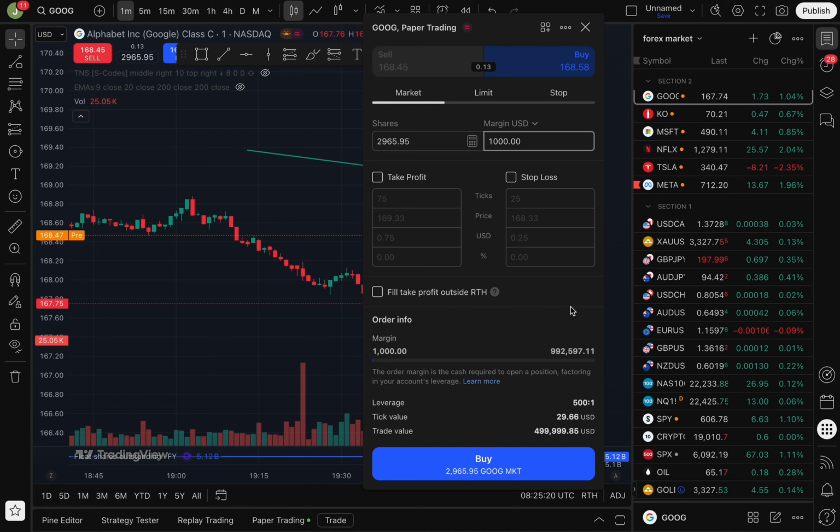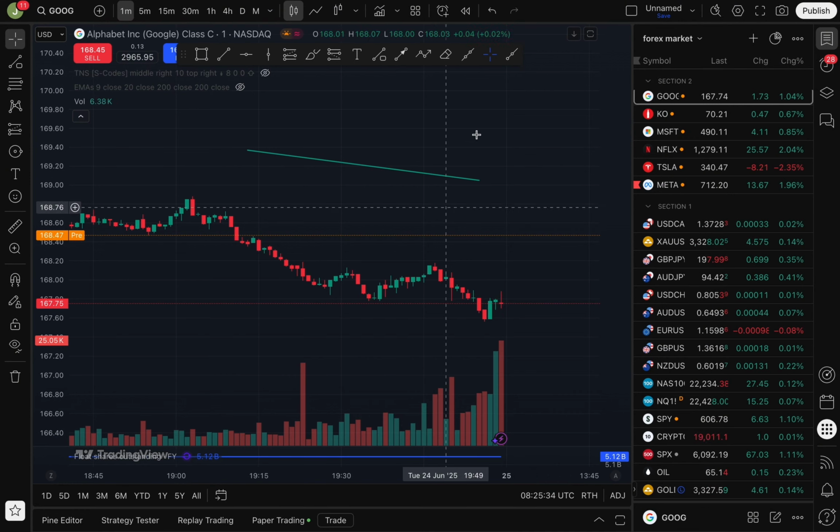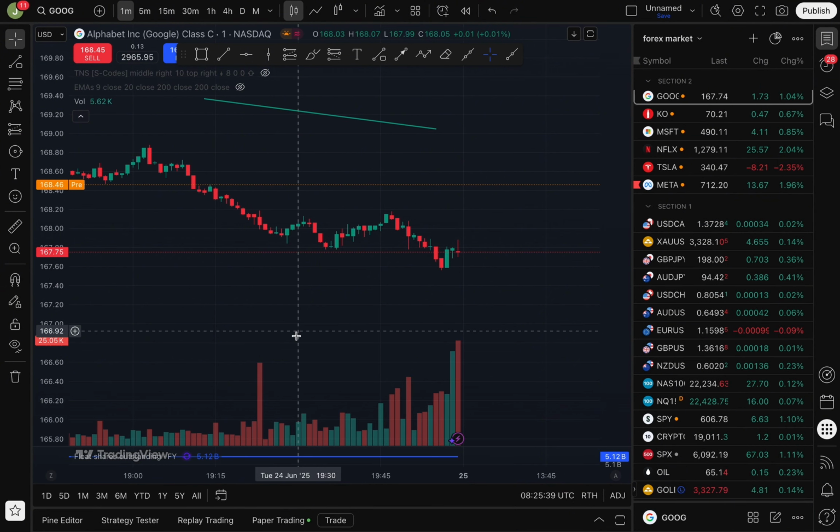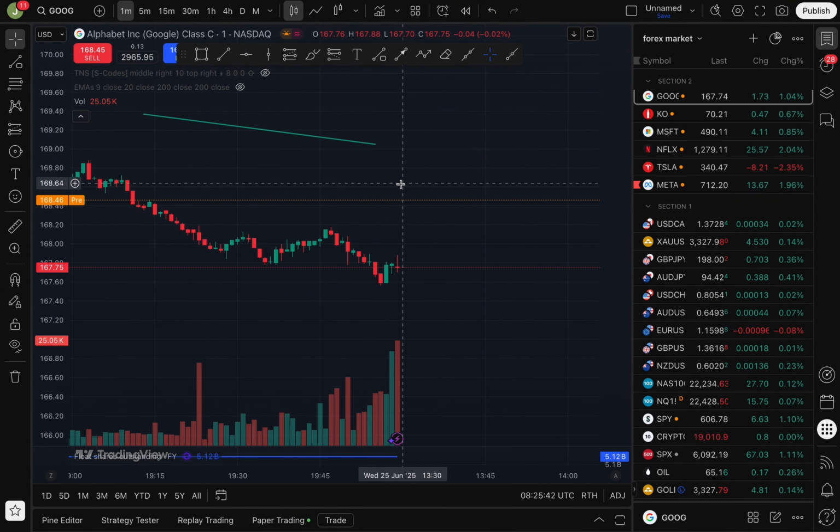Explore, do whatever you want. That's why I'm recommending this to you, so you can get used to it. So once you get into this real with real money, you're used to it. And that's very important. I buy. Obviously it was rejected because we're in a pre-market. I can't really buy in pre-market, but yeah, once it buys, it would show up.